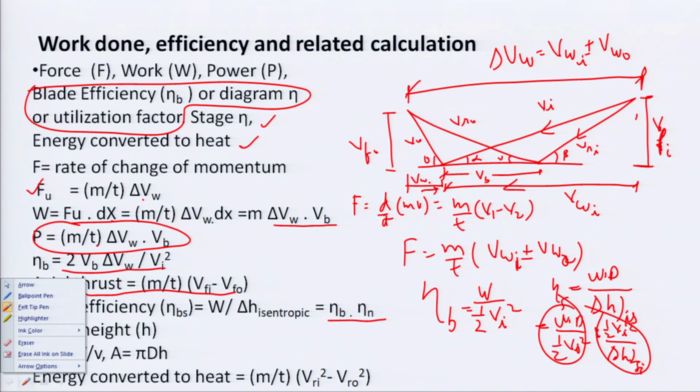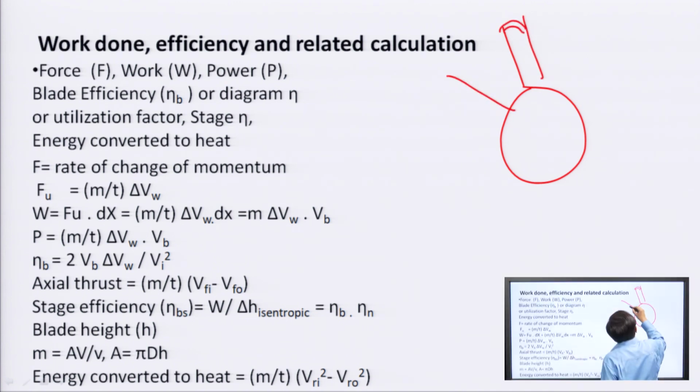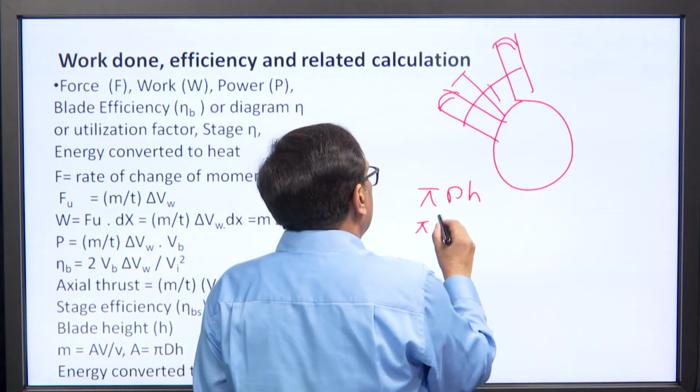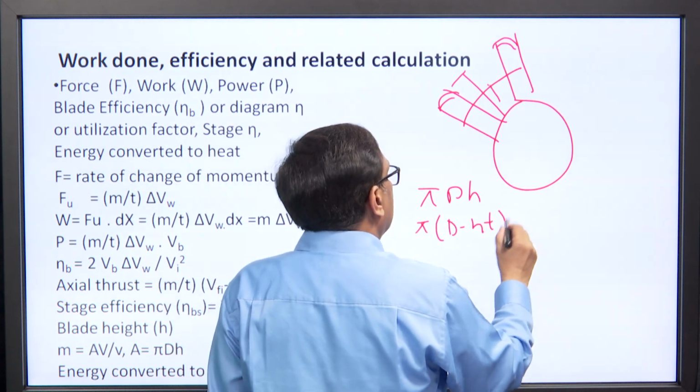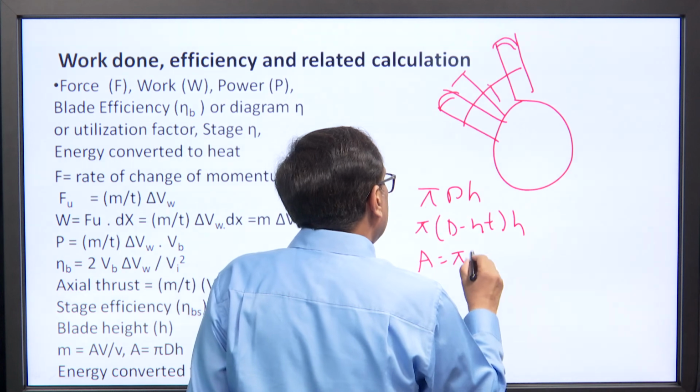Now, similarly, blade height. This is the wheel and suppose this is the blade. Steam is flowing perpendicular to this. So, what is the area of flow? If we neglect the thickness of the blade, the area of flow will be mean diameter, pi d, into h, the height of the blade. If we consider the thickness, then it will be (pi d minus n t) into h, where n is the number of blades and t is the thickness of each blade. So, neglecting the thickness, the area of flow will be pi d h.